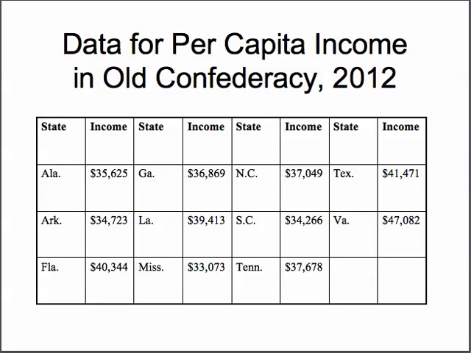Here is the data set of per capita income for the Confederate States in 2012. The range of values is from $33,073 in Mississippi to $47,082 in Virginia. Mississippi is a rural state with low levels of education, while Virginia's northern counties are near the Washington, D.C. metropolitan area and benefit from federal and government employment, which is generally high income and demands a high level of education. This all results in pulling Virginia upward in its per capita income.